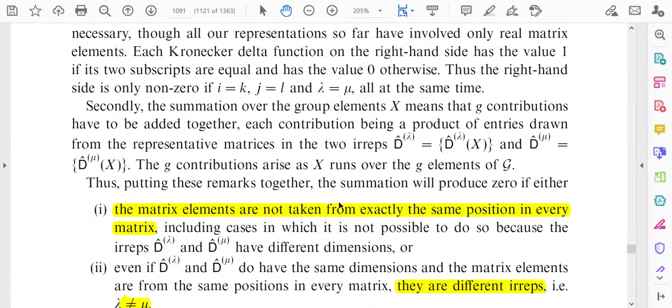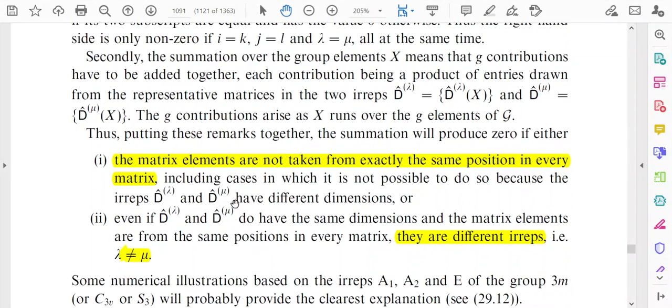Now this summation, that is the right side, will produce 0 if the matrix elements are not taken from exactly the same position in every matrix. That is, you have to make the index i equal to k, and j equal to l. So if it is not so, that is i is not equal to k and j is not equal to l, then definitely the right side will be 0.